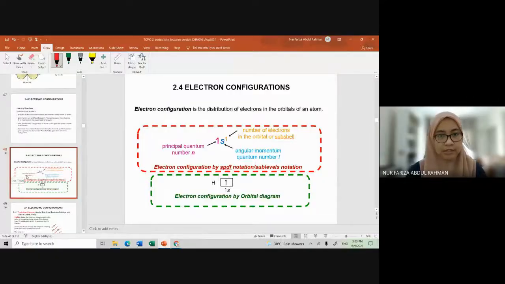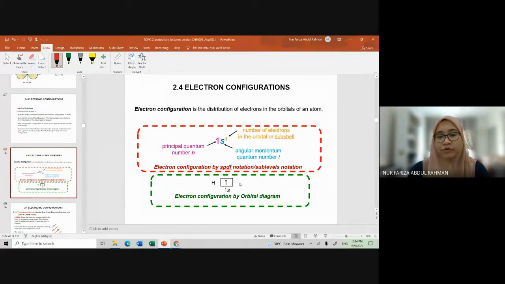In our previous lecture, which was last week, we discussed electron configuration. Electron configuration is how we describe electrons in the sub-level or in the orbital. So how do we represent the electron distribution or electron configuration? You could use this sub-level notation. This is called sub-level notation. We have the n, and then the sub-level, the l, and also the number of electrons in the orbital.